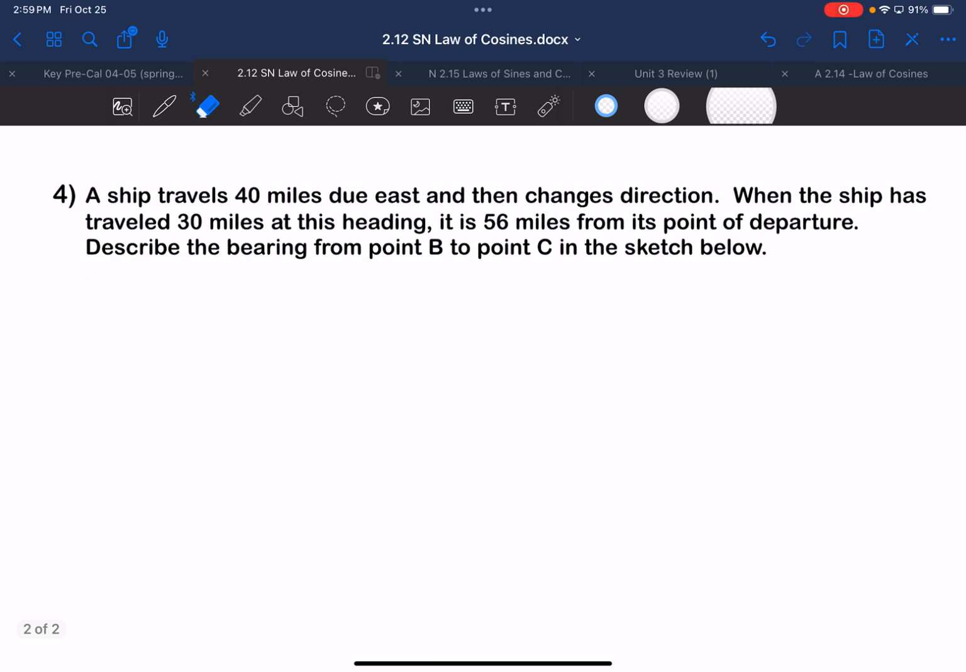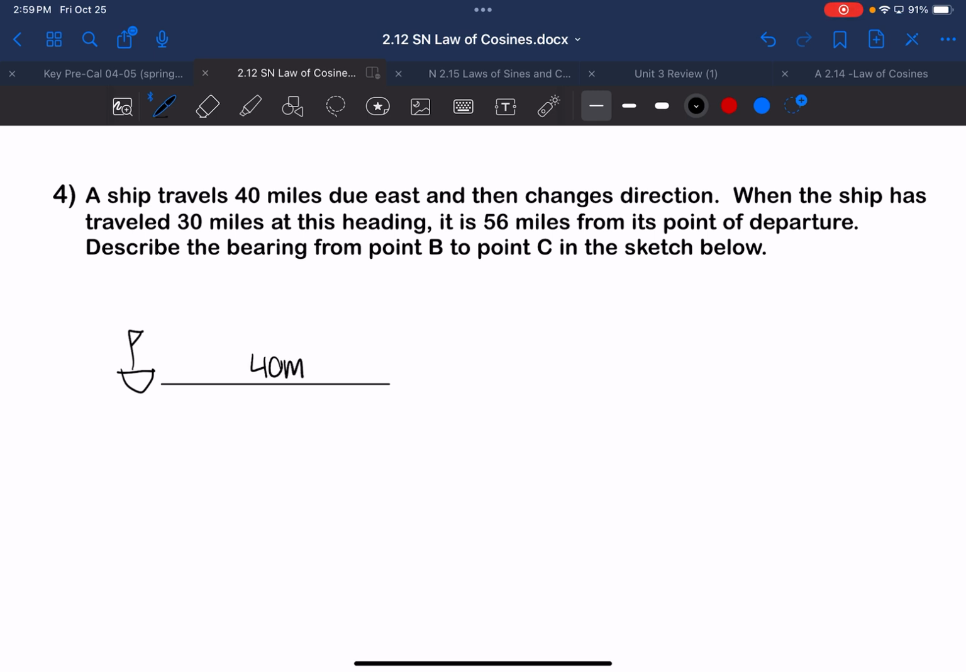Number 4. This one says that a ship travels 40 miles due east and then changes direction. When the ship has traveled 30 miles at this heading, it's 56 miles from its point of departure. Describe the bearing from point B to point C in a sketch below. Okay, so I'm going to draw myself a little picture. Here's my ship. Okay, it is sailing 40 miles east. So it went this way 40 miles.